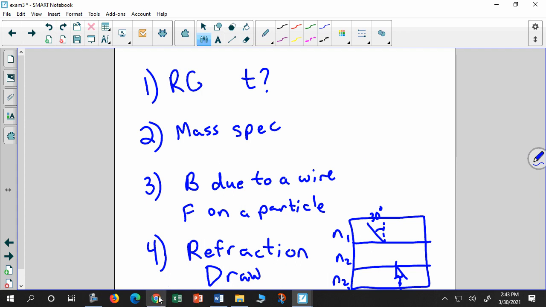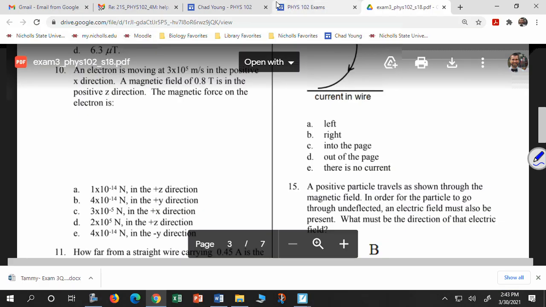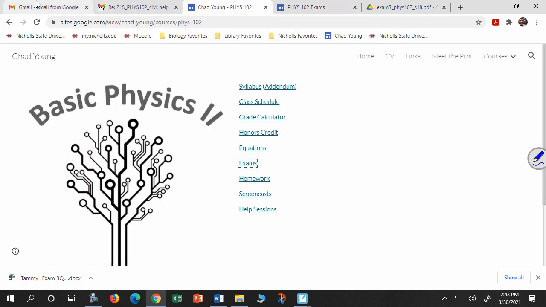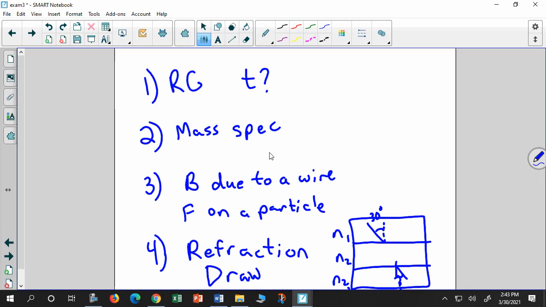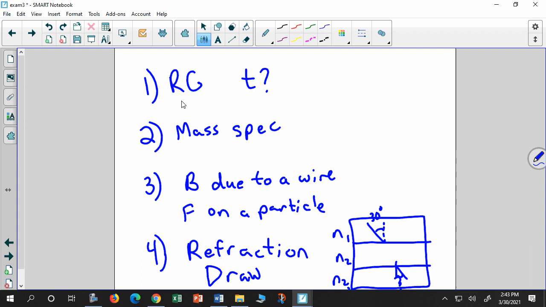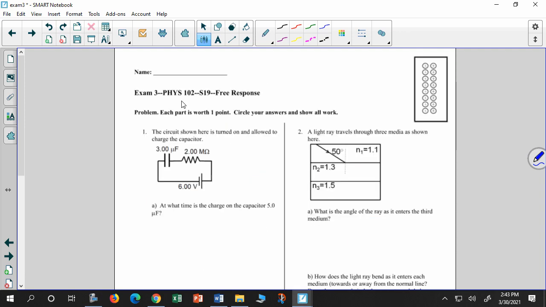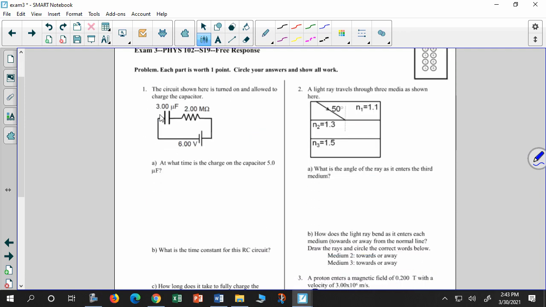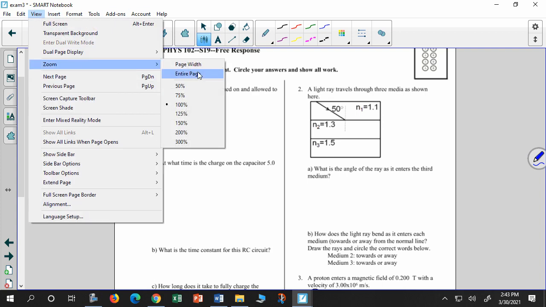All right, let's look at spring 19. I haven't forgotten your question. We'll come back to it. But let's look at spring 19, because it's a good example of the free response. In fact, this number 1 is just like you're going to see, except with different numbers, of course. But otherwise, it's exactly the same.